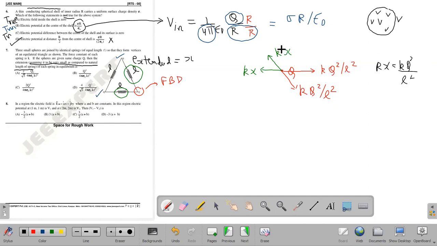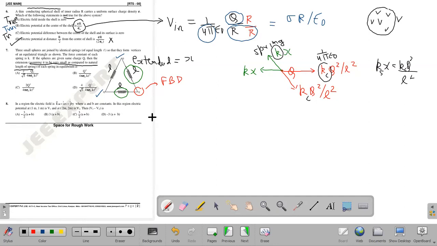Remember that this k is the spring constant, and the other k which I have used for the Coulombic force is basically the Coulombic constant, which is 1 over 4 pi epsilon 0. This is just a constant, so it is 1 upon 4 pi epsilon 0. So this is the spring constant and this is our Coulombic constant. Take care of these two constants. So I think B is the correct option for this question. Just balance these two forces, you will get the answer, and B should be the correct option.